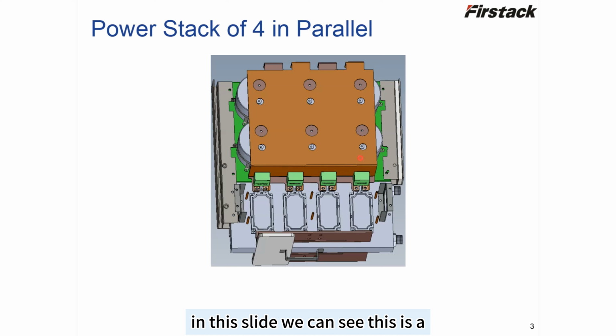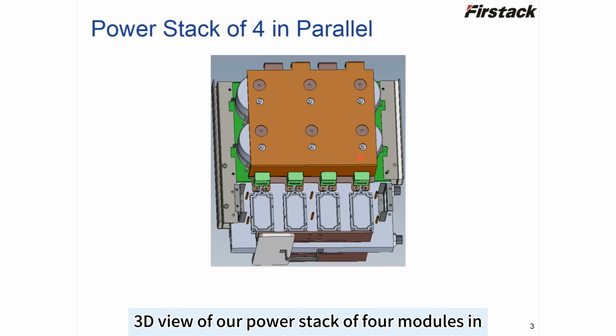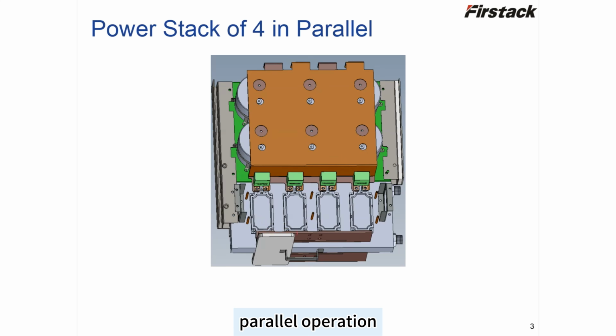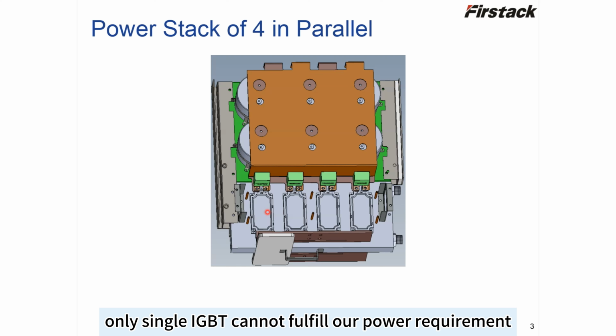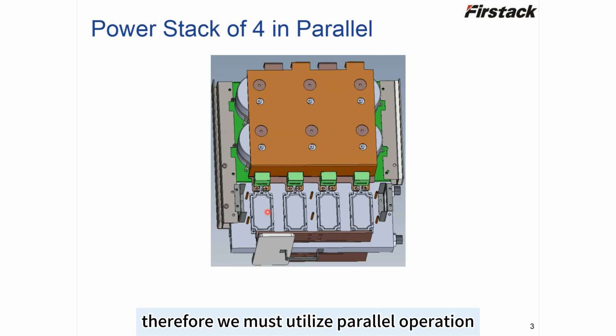In this slide, we can see this is a 3D view of a power stack of 4 modules in parallel operation. The first question here is that why we need parallel operation. The reason is quite simple, as only single IGBT cannot fulfill our power requirement. Therefore, we must utilize parallel operation to expand our output capability.